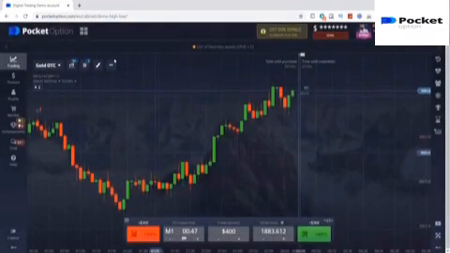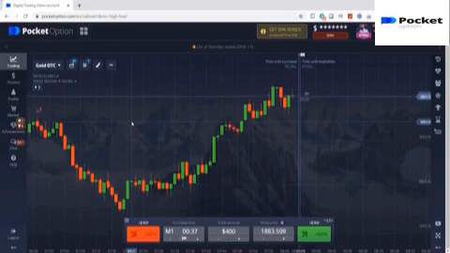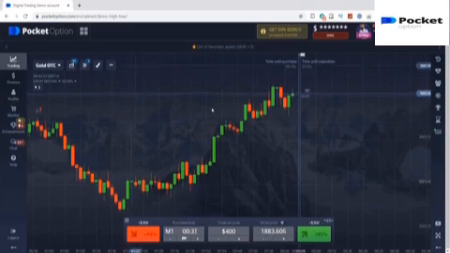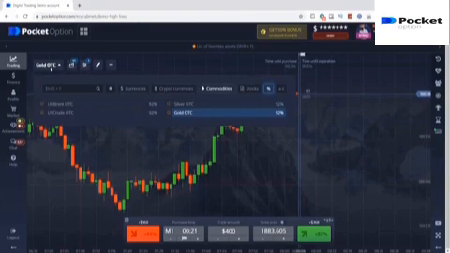Now what I want to touch on is how to choose a pair. If someone calls out a pair, or you're looking at a specific pair, let's say gold, or a specific currency, let's say AUD/USD, you need to identify exactly how to locate that specific thing. If you look at the upper left of my screen, you see where it says Gold OTC. So right now I am on a commodity.